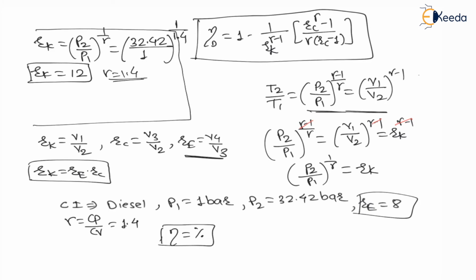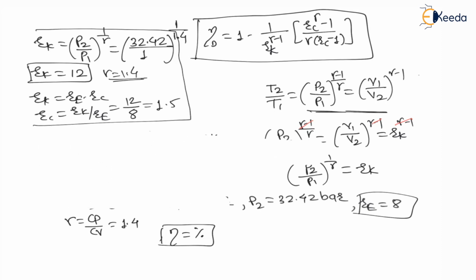Now we need the RC value to find efficiency, right, to put in this formula. Now we have compression ratio is equal to expansion ratio into cutoff ratio. Therefore from this we can say cutoff ratio is equal to compression ratio divided by expansion ratio, which is nothing but 12 divided by 8. The expansion ratio is given as 8, so this is nothing but 1.5. Therefore RC is equal to 1.5. Now we have all the values, so let us find the efficiency.